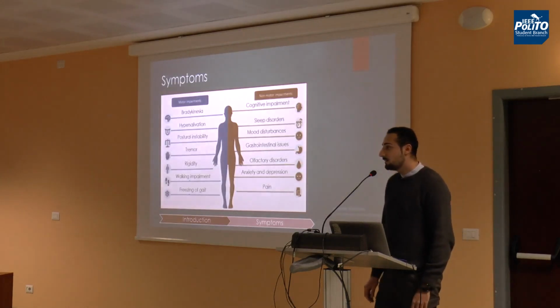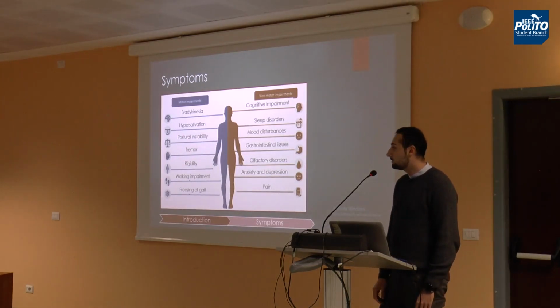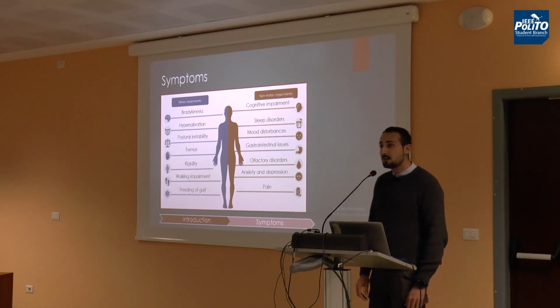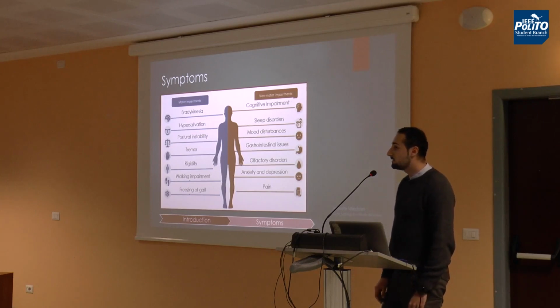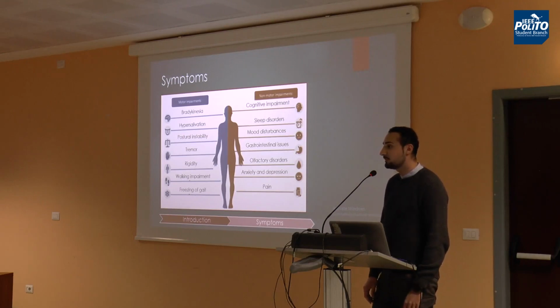Several motor and non-motor aspects are related to the disease. Today I will focus on the motor ones. For example, bradykinesia is described as slowness in performing movements, and postural instability is related to the risk of fall, but also walking impairment, including freezing of gait, which is a sudden motor block. I will show you a video, and I would like to talk about this today.